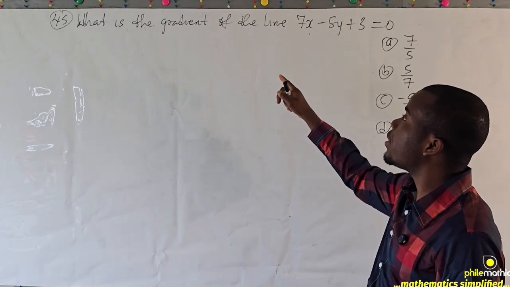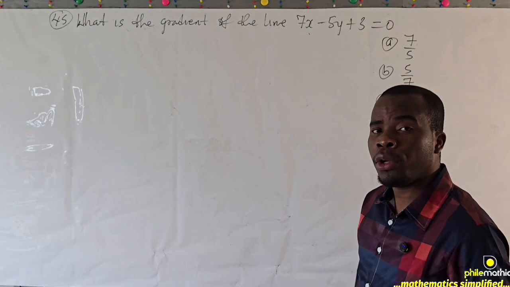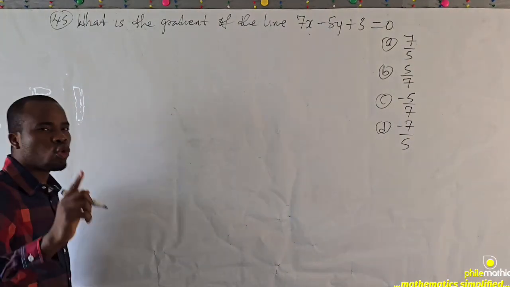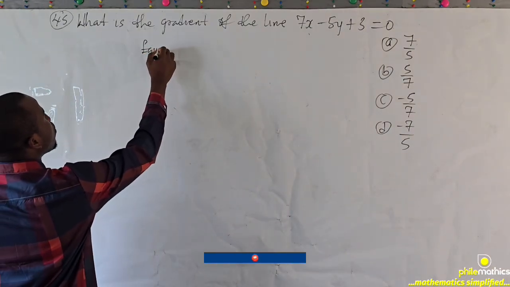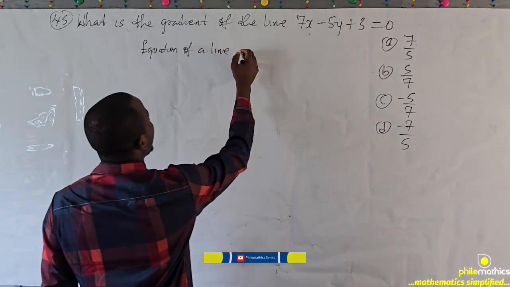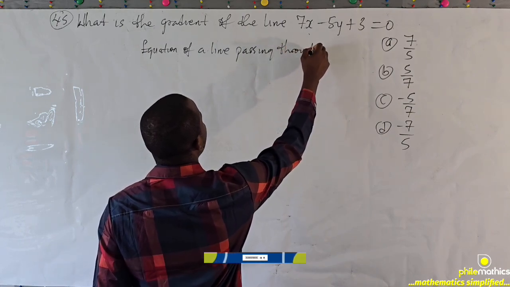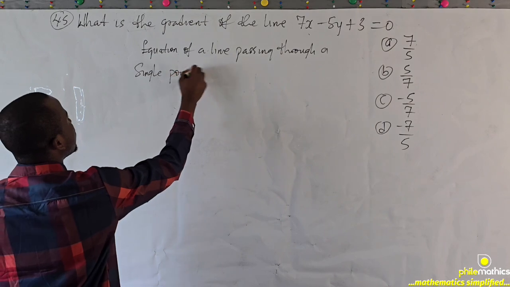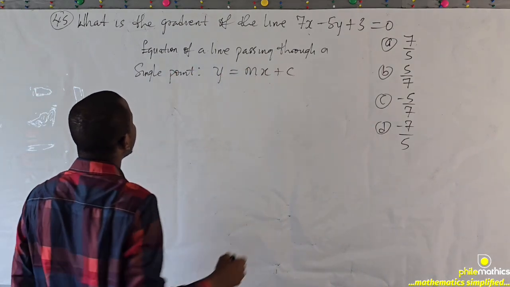What is the gradient of the line 7x minus 5y plus 3 equals 0? You want to recall the formula for the equation of a line passing through a single point. It is written as: equation of a line passing through a single point is simply y equals mx plus c.